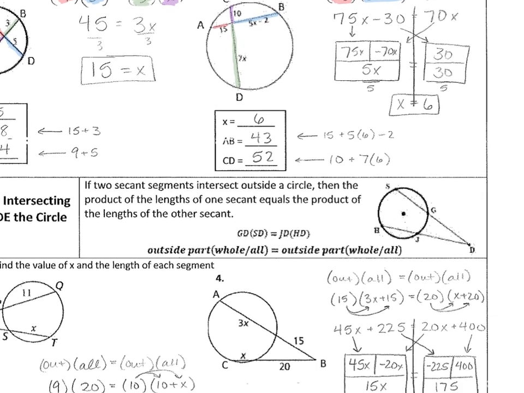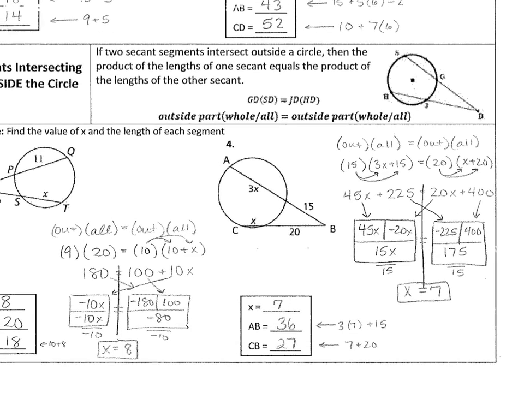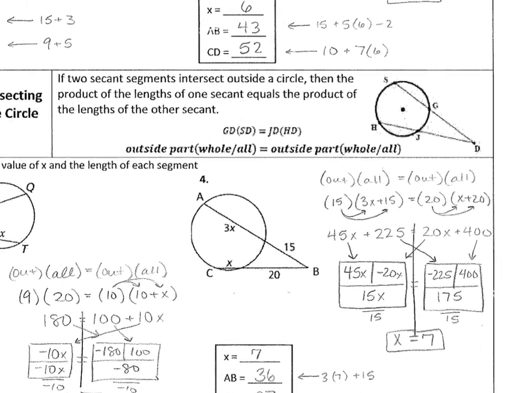If you notice, this time we have secant lines, so they're going outside the circle, which means they're no longer chords, they're secants, but they are intersecting outside the circle. The formula changes. This one is a little bit more complicated. So let's get our color coding together.